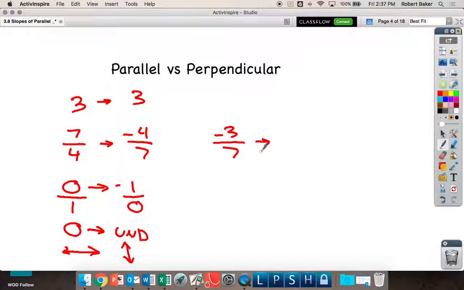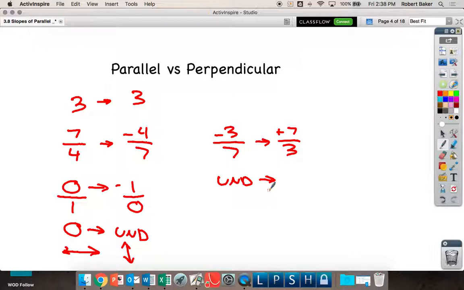What is perpendicular to -3/7? 7/3. You guys got that. Oh, so this is a pre-AP question? No, regular should know this too. What is perpendicular to undefined? Zero. Now you got it. Okay. Let's enter the math world.